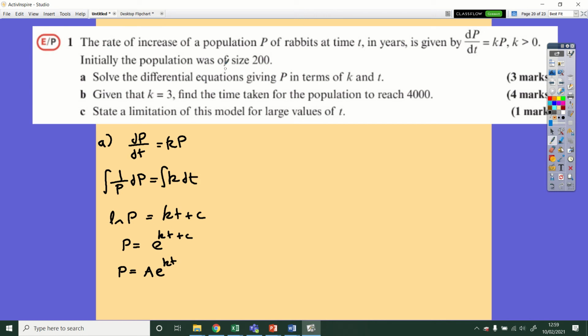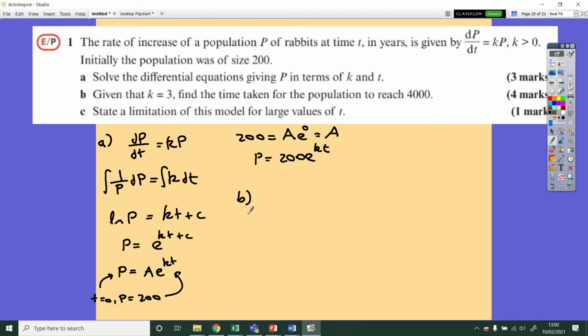Using our initial conditions, initially we've got size 200 for our population. So when t equals 0, p equals 200. Put that into here. So that means that 200 equals a e to the power of 0 because k times 0 is 0. And then that just leaves me with a. So if 200 equals a, I can rewrite this. So p equals 200 times e to the kt. And that's part A done.